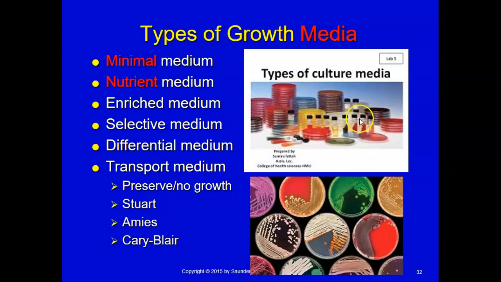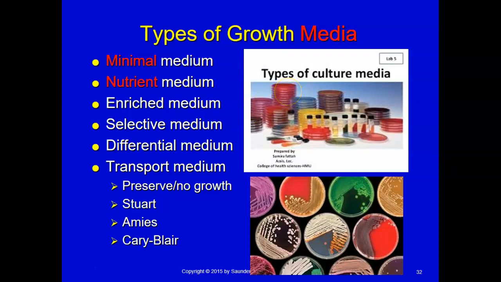So all of these represent something different. And then down here on the bottom picture, you can see different bacteria growing on the different media, and they grow in all different colors depending on what medium they are plated on, and it's so interesting. So minimal medium is very simple, and it's not usually used in the diagnostic lab. Nutrient media contains meat or soybean extract. Then we have enriched medium, selective, differential, and then transport medium.